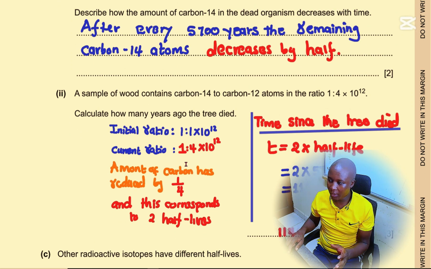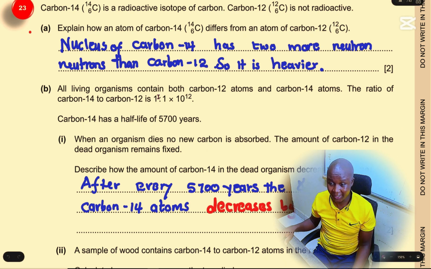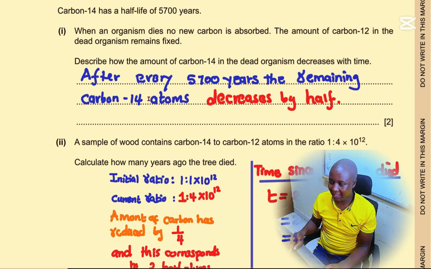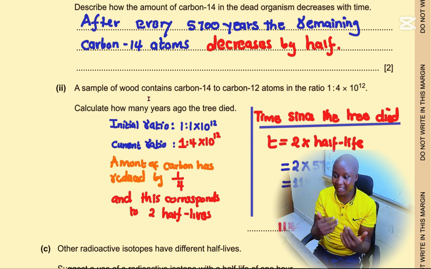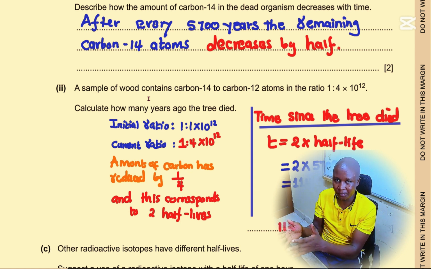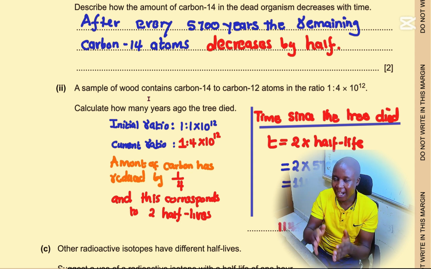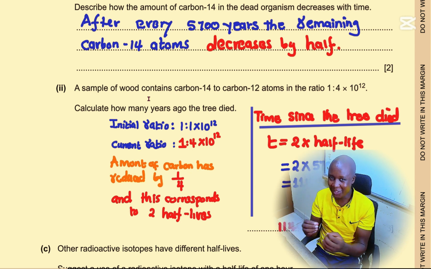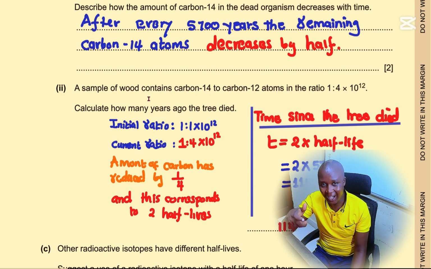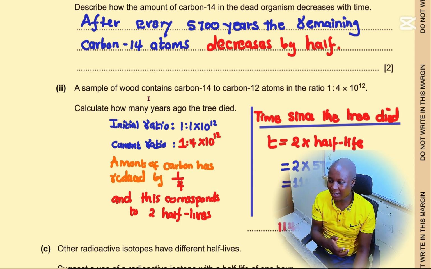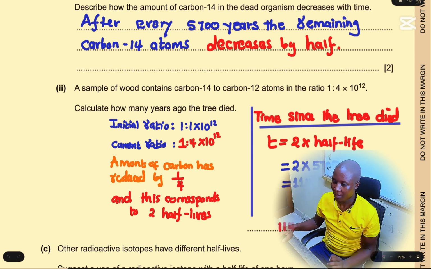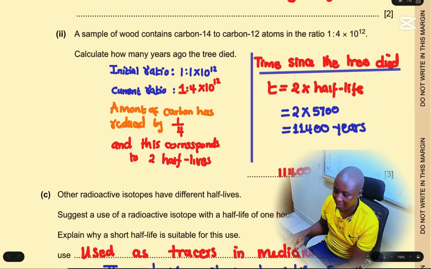And we're told that the sample of wood, remember, initially had a ratio of 1 to 1. So carbon 14 and carbon 12 were in a ratio of 1 to 1. After some years, the ratio becomes 1:4, meaning the carbon 14 has reduced to a quarter. So how many half-lives has it undergone? After one half-life, it becomes half the original. After another half-life, the half now becomes half, which is a quarter. So this quarter corresponds to 2 half-lives. And we know one half-life is 5,700 years, so the total duration since the decay began is 2 times 5,700 years, and that becomes 11,400 years ago.